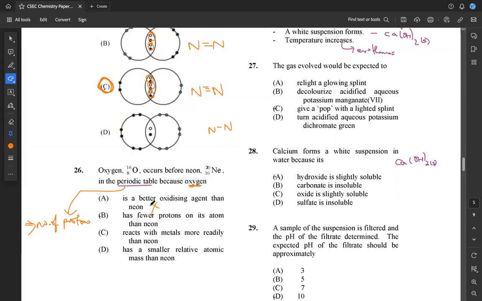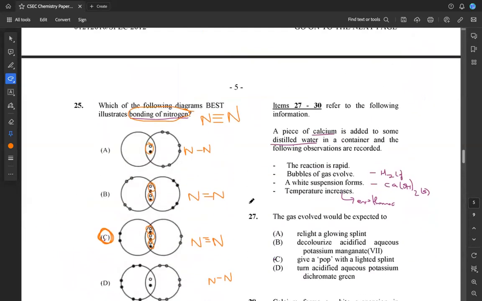So A is not correct. Did we arrange it so because oxygen has fewer protons in its atom than neon? Yeah, we can see that here. So this has 8 protons and this has 10 protons. So that's why we arrange it the way that we arrange it, right? Remember now, the periodic table is an arrangement based on number of protons. So B is our answer here, okay? All right, so 26 is B. So moving along to 27.